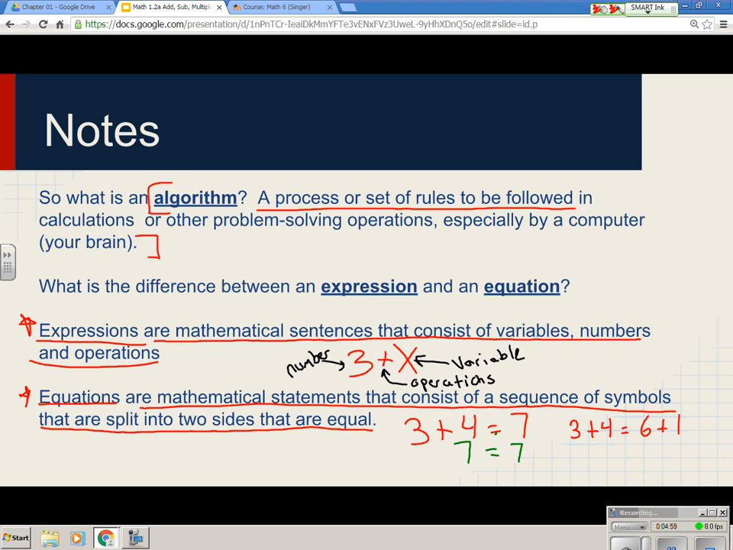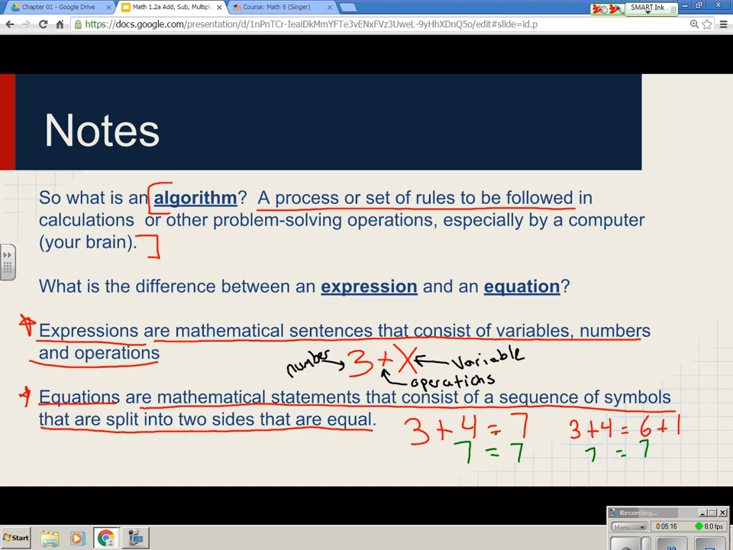So this side is 7, and this side is 7. So this statement would be true as well. It's an equation. Everything balances on both sides. And finally, I'm going to give you another example using a variable.